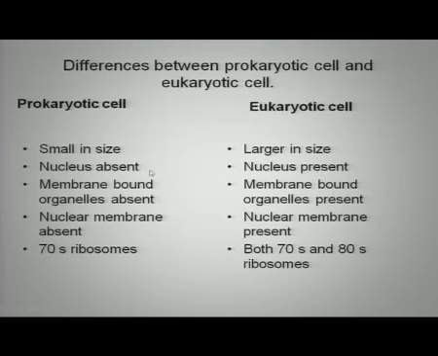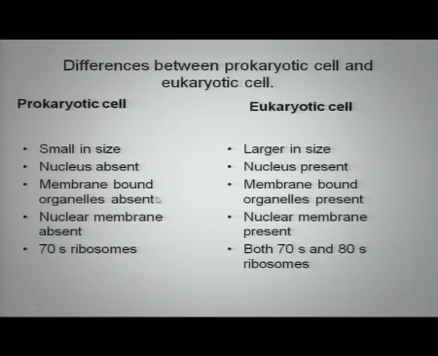Now, coming to the presence or absence of nucleus. In prokaryotic cell, a well defined, true nucleus is totally absent. In eukaryotic cell, nucleus is present. Now, coming to the organelles. Membrane bound organelles are totally absent in the case of a prokaryotic cell. Membrane bound organelles are present in eukaryotic cells.